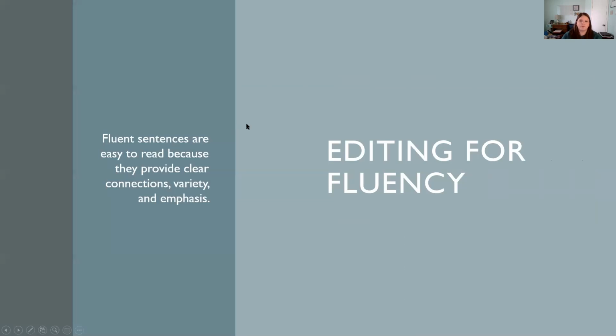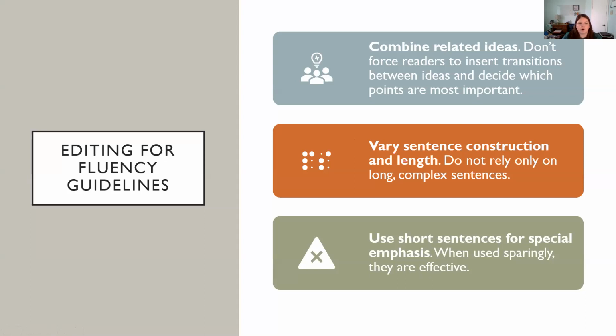Okay, so editing for fluency, as I mentioned before, makes your sentences easier to read because the connections are clear, it adds variety, and it also adds emphasis to your sentences. So we'll describe now what that looks like when you start your actual editing process. One thing to keep in mind is you can combine related ideas. Instead of forcing readers to insert transitions between ideas and making them decide which points are more important, you spell that out for them. If you've got 3 sentences that are all short and choppy, putting them together into one sentence will help your reader understand more of what you're trying to say.